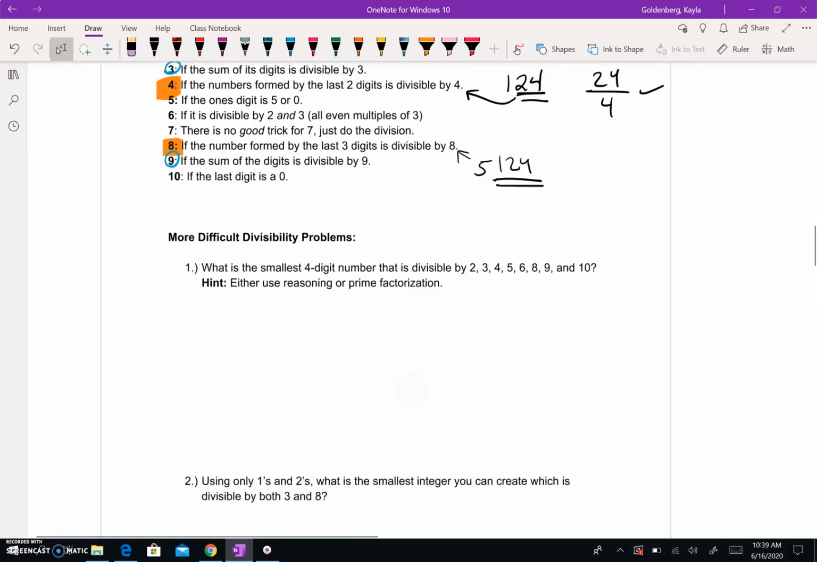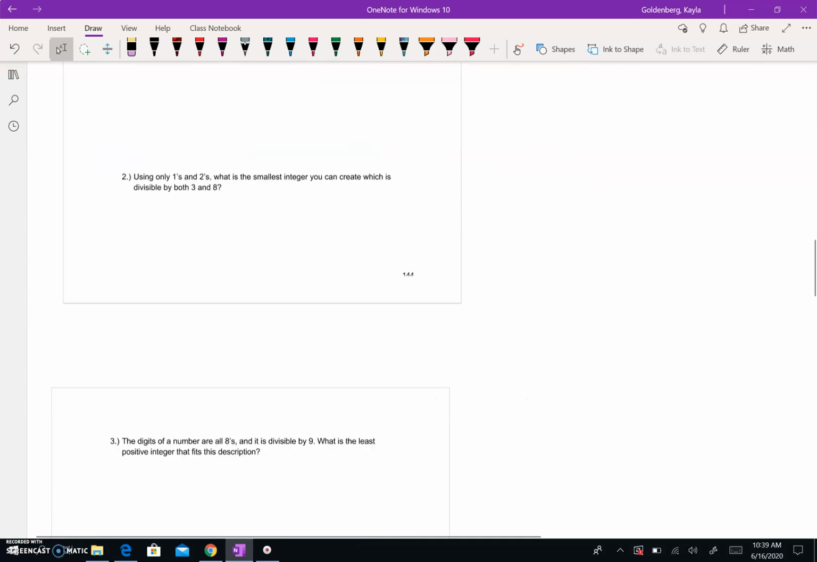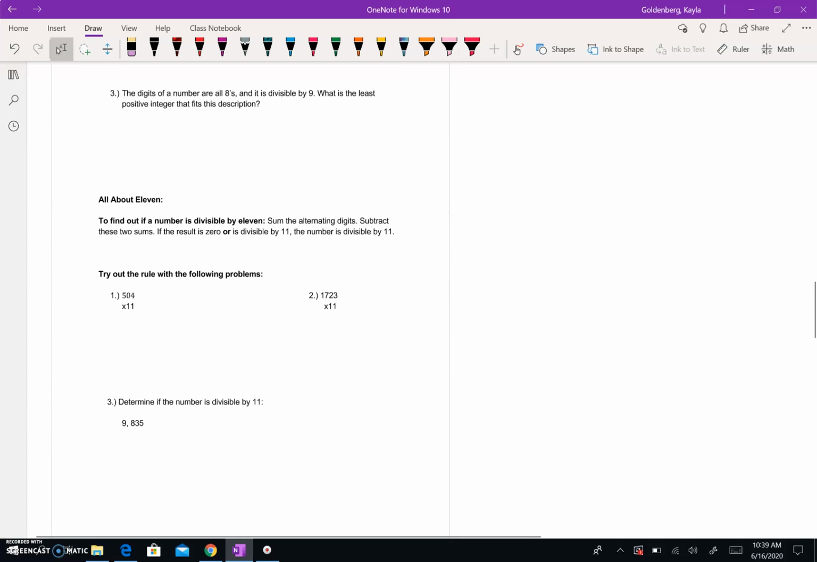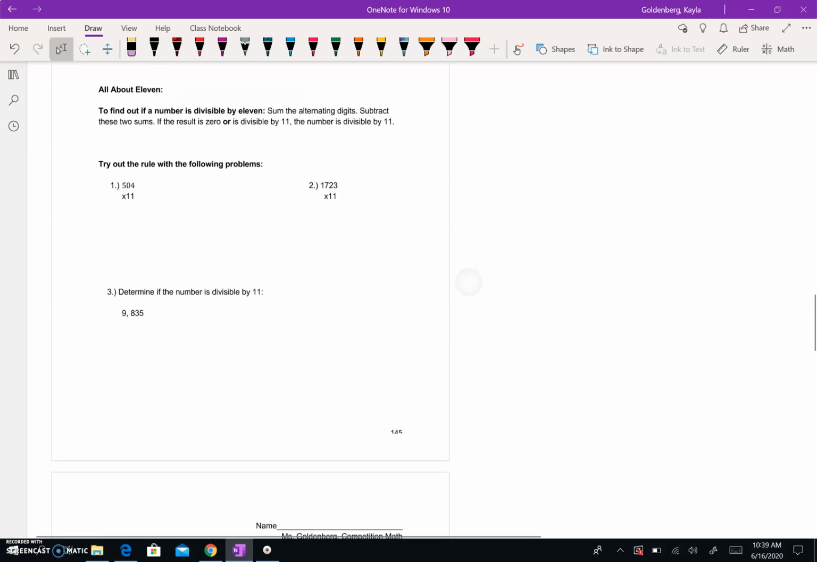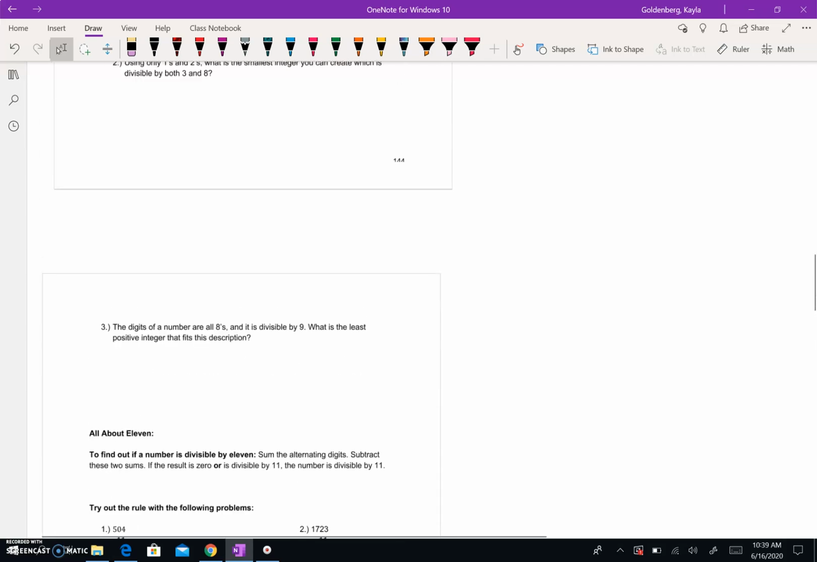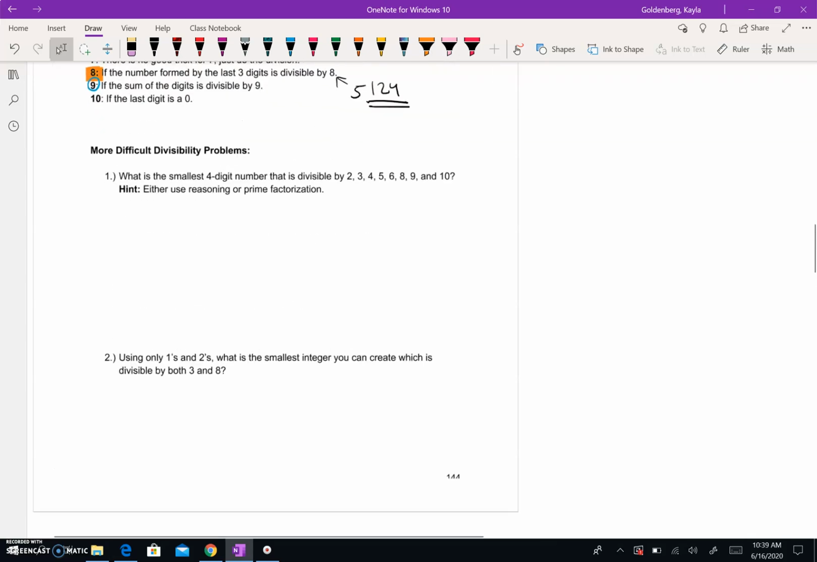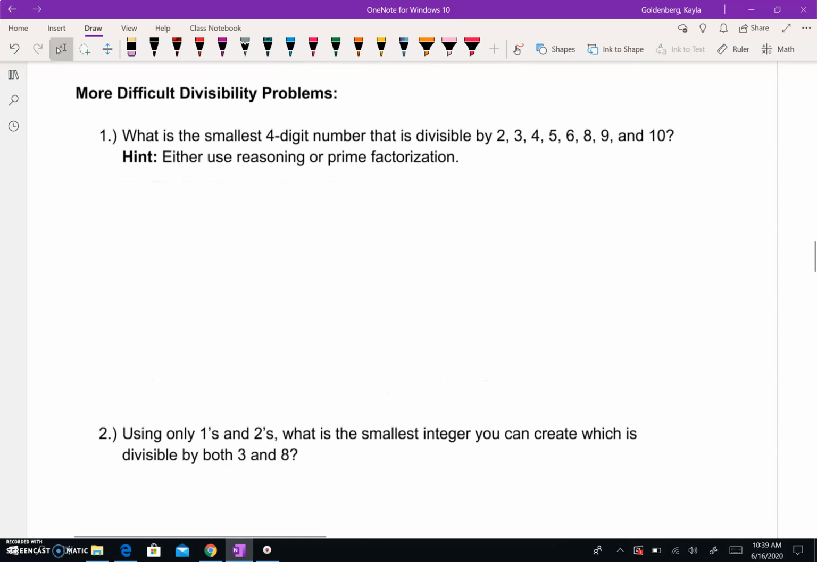So we're going to do some more difficult divisibility problems. We're going to learn a little bit about 11. The 11 stuff I might have to do in a separate video if I run out of my 15 minutes. So we'll see how we work on time. So let's look at some practice problems for divisibility. What is the smallest 4-digit number that's divisible by 2, 3, 4, 5, 6, 8, 9, and 10? And the hint is use reasoning or prime factorization.